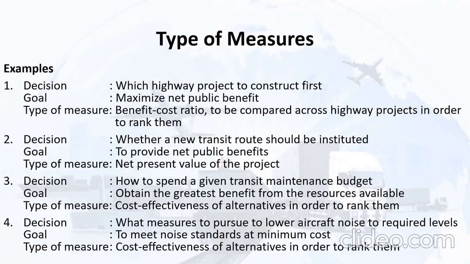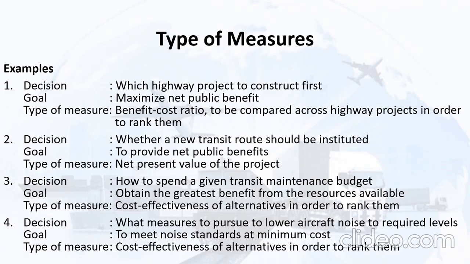For example, the decision is which highway project to construct first. Our goal here is to maximize net public benefits. So we use the benefit cost ratio to be compared across highway projects in order to rank them. Now, the second example is whether a new transit road should be instituted. Our goal here is to provide net public benefit also. So for the type of measure, we use the net present value of the project, asking which projects have higher NPV.